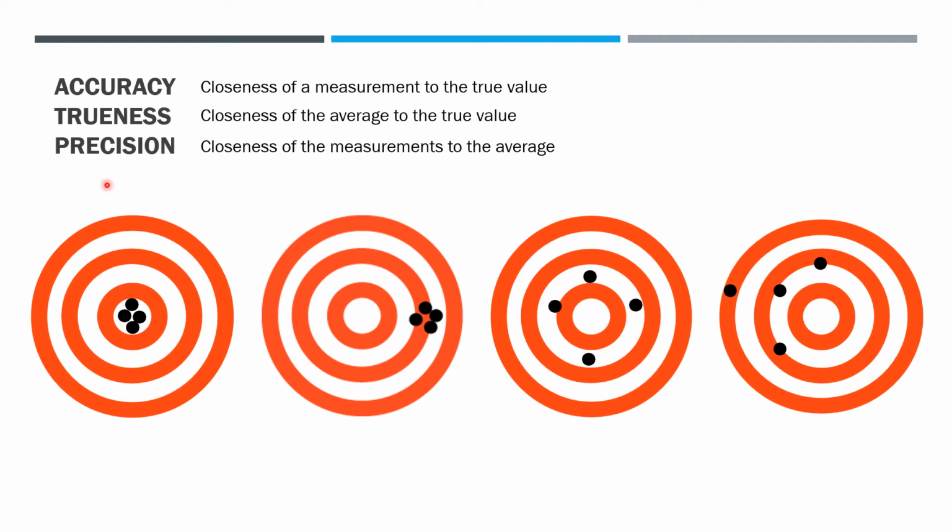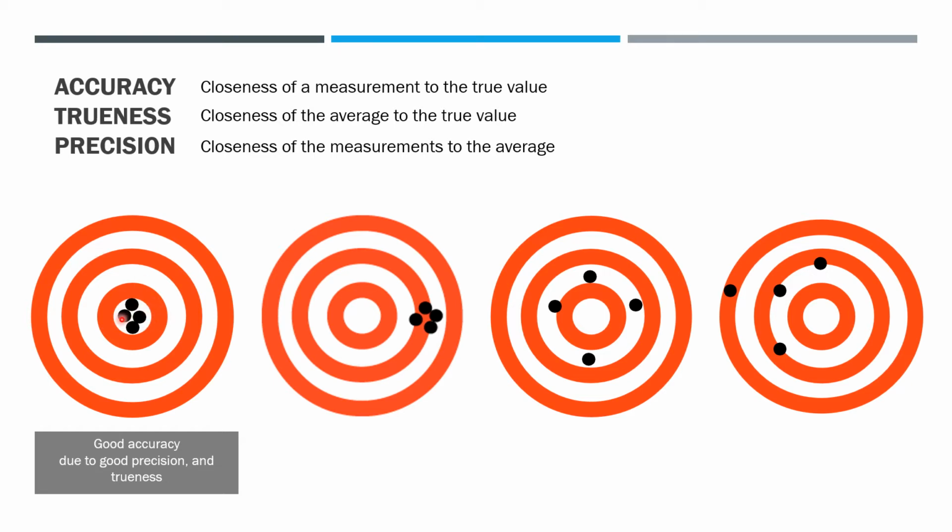Now, we can look at the differences between these three different terms by looking at these bullseyes down here. Imagine that the center of the bullseye is the true value. That's where you want to hit. And each of the little black dots is where you fired an arrow. That represents a measurement. This first target here is ideal because the true value is in the center and all of your measurements are clustered very closely around it. You're getting the correct value every time you make a measurement.